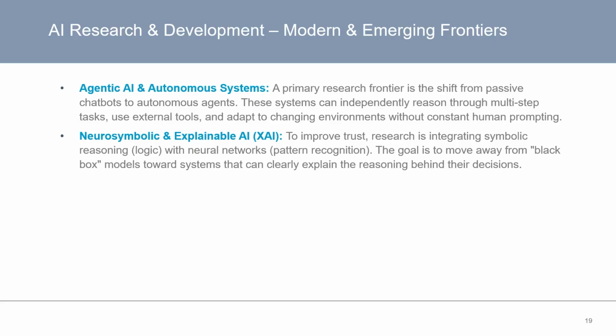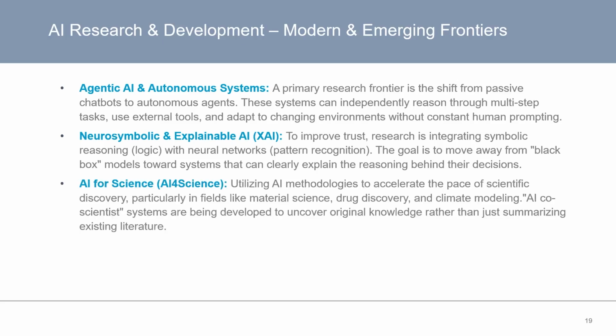The goal is to move away from strictly black box models towards systems that can clearly explain the reasoning behind their decisions. Also, AI for science, which is about utilizing AI methodologies to accelerate the pace of scientific discovery, particularly in fields like material science, drug discovery, and climate modeling. Such AI co-scientist systems are being developed to uncover original knowledge rather than just summarizing existing literature.